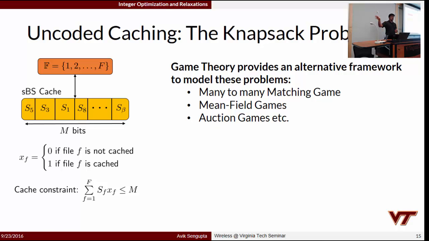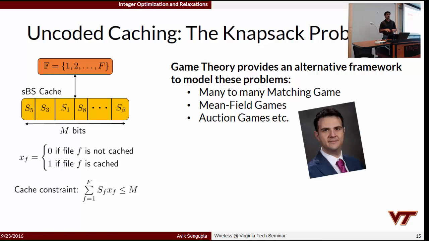And again, for this problem, game theory is also an alternative approach, and Dr. Saad here has done some work in the past on many-to-many matching games. I'm not very familiar with that area of work, but many-to-many matching games, mean field games, and auction games are often used under this framework to decide what content to actually cache based on what sort of popularity profile. So this is a weighted optimization problem in some sense.